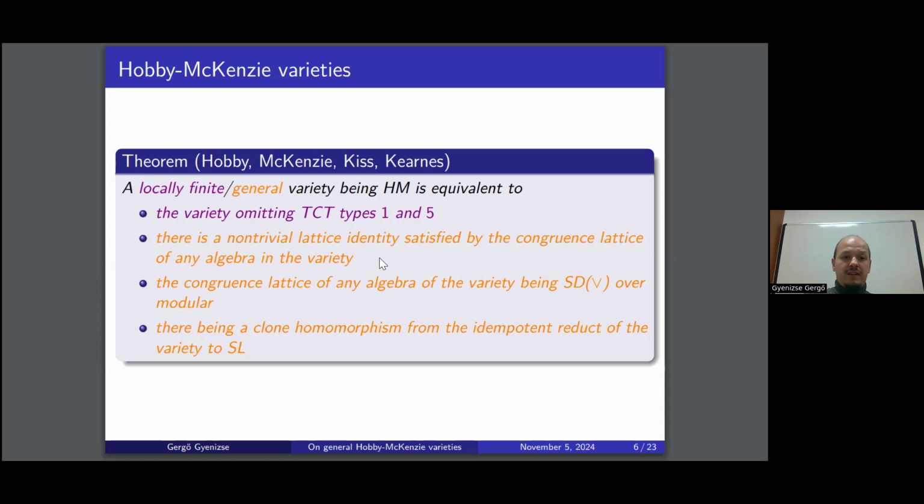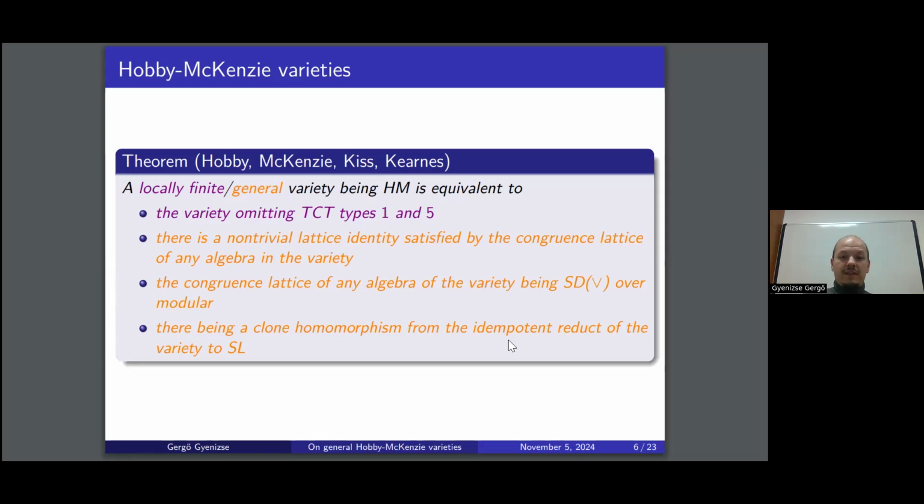The first one is that there is a non-trivial lattice identity that is satisfied by the congruence lattice of any algebra in the variety. The second, which is very similar to a condition for Taylor, is that the congruence lattice of any algebra is SD join over modular. In the Taylor case, it was SD meet over modular. The odd thing is that here there is no difference between the locally finite and non-locally finite case. This holds for general varieties.